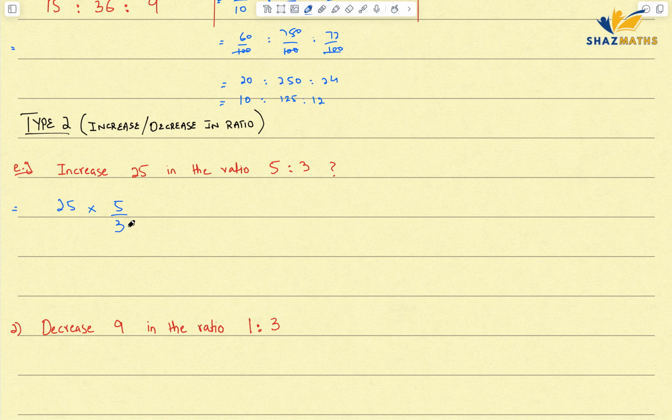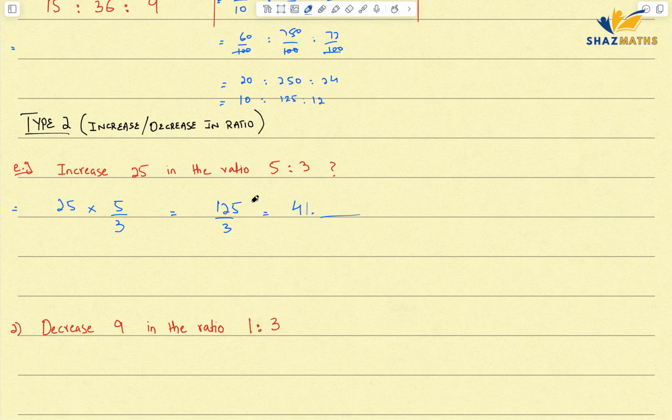5/3. That's it. And if I simplify it, it's going to be 25 times 5 is 125 divided by 3. Whatsoever it is in decimal, you'll write down the final answer. It's going to be 41 point something. So you do not have to do any other thing except just multiply that number by that ratio. That's it. You don't have to do any other thing.